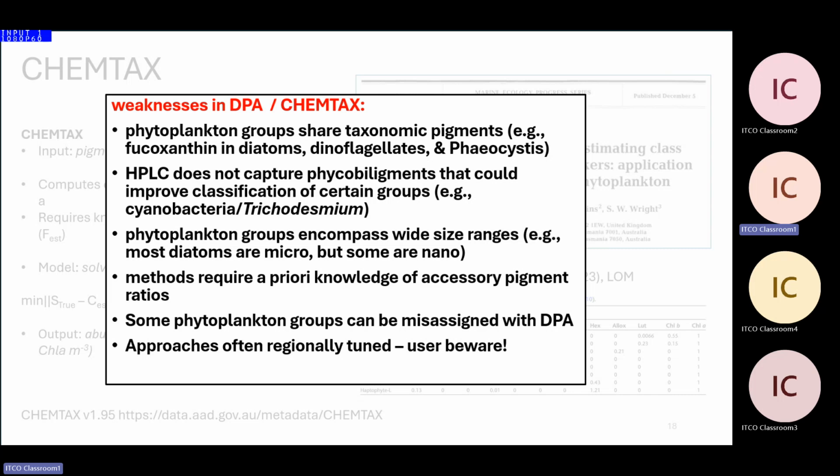We have some caveats, some weaknesses with the DPA and chemtax. There are some taxonomic groups of phytoplankton that share pigments, so it can be difficult to exactly discriminate between them. And HPLC, correct me if I'm wrong, doesn't capture phycobilin pigments because they're often water soluble. Certain types of cyanobacteria have phycobilins as their pigments. There is an approach where you can get phycobilins through your HPLC, but I think there's an additional step in the chain.